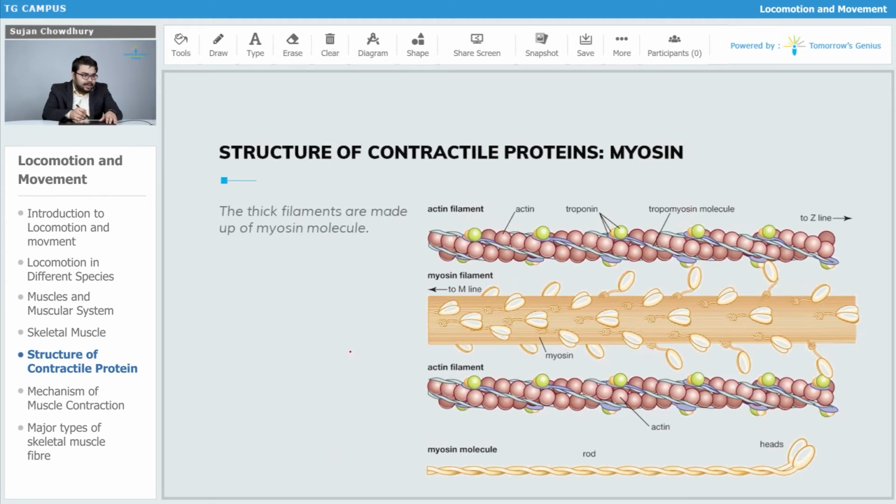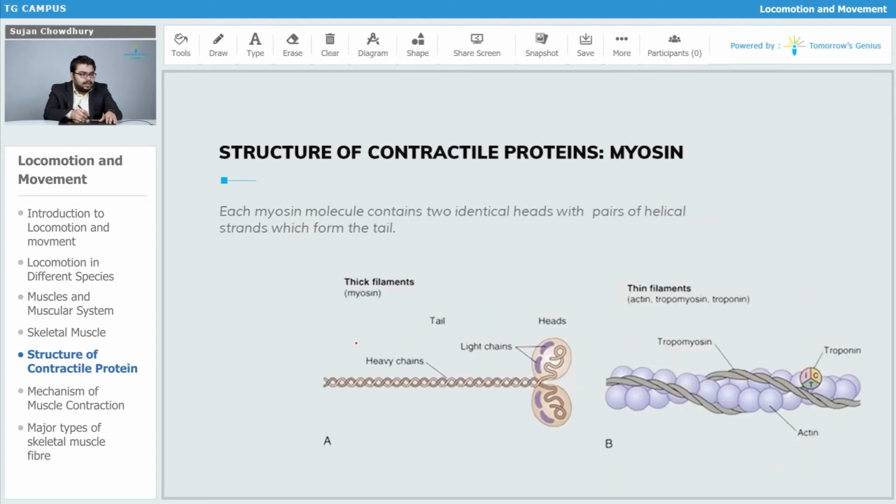So the thick filaments are made up of myosin molecules. Here we can observe myosin, here we can observe the myosin filament, and the thick filaments are made up of myosin, needless to say. Each myosin molecule contains two identical heads with pairs of helical strands which form the tail.